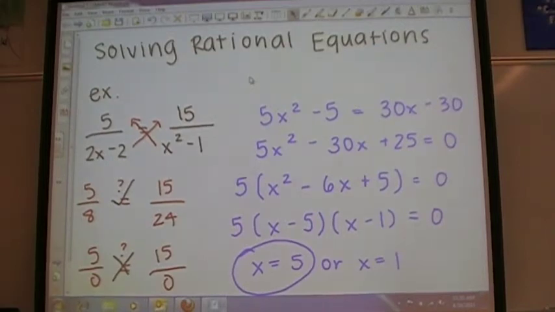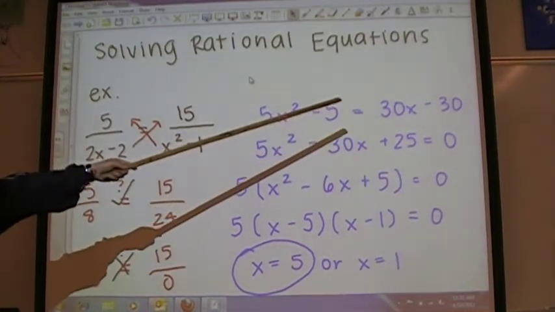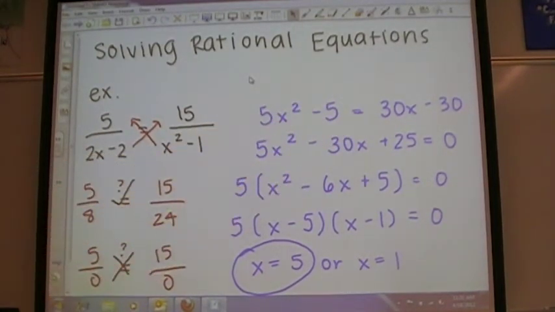Does that first step make sense? Yep. Be careful that you don't have any fractions. The point of cross multiplying is to get rid of fractions. So if you have fractions in the first step, then you did something wrong.